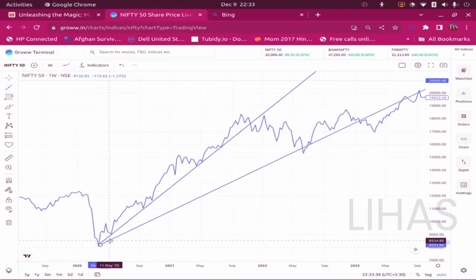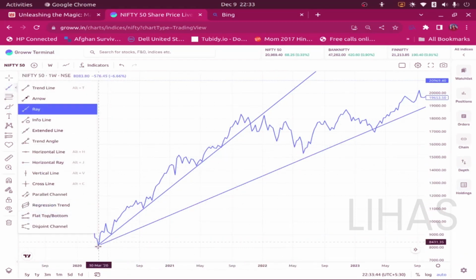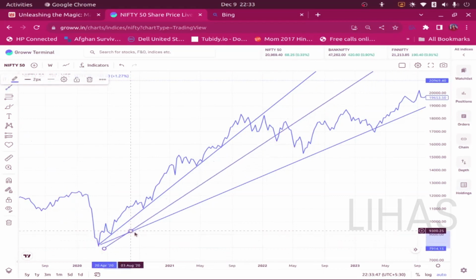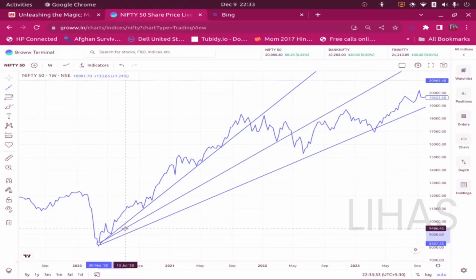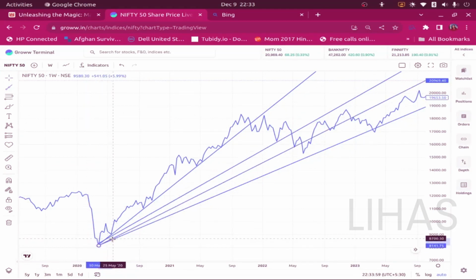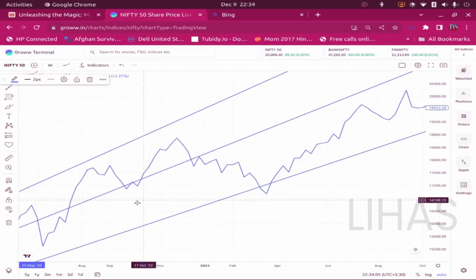I'll try and do that here. The second one is here and here, so I'll do that again, like from here to here, and we'll do that again from here. Now if somehow the price tries to touch the trend line from below, like it was trying to touch the trend line from here, right?